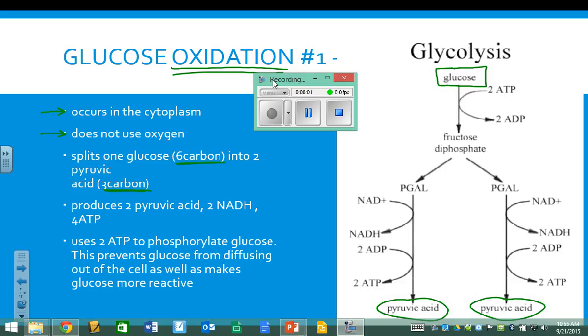Now sometimes pyruvic acid is called pyruvate. That's the name of the substance before it's dissolved in water. You might see both terms used. I try to use pyruvic acid as much as I can.